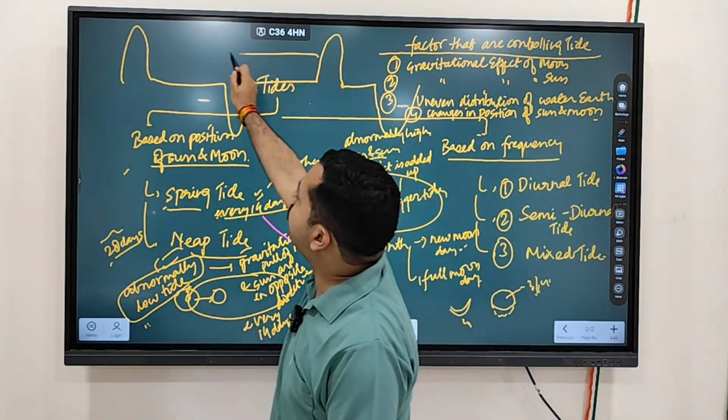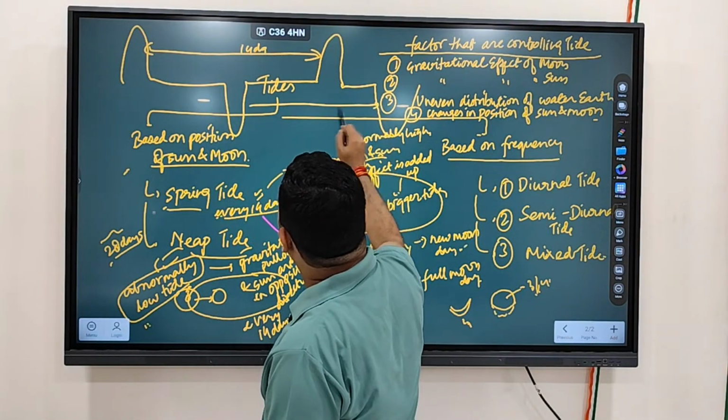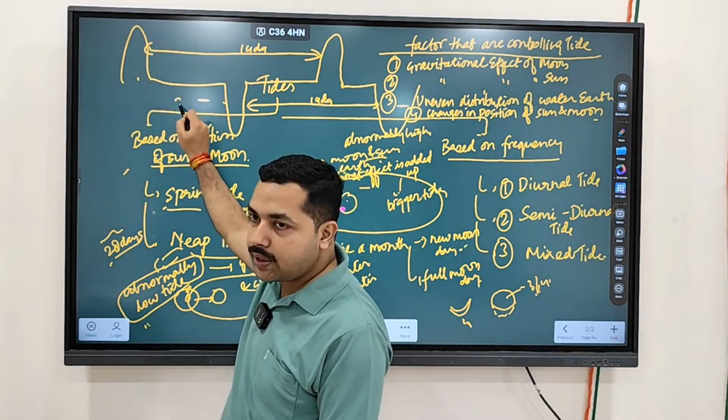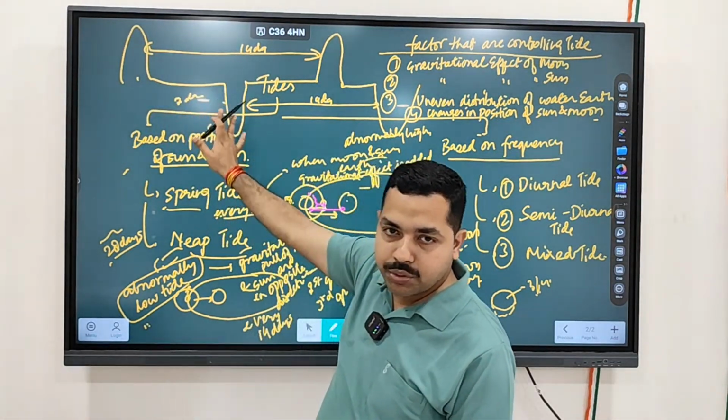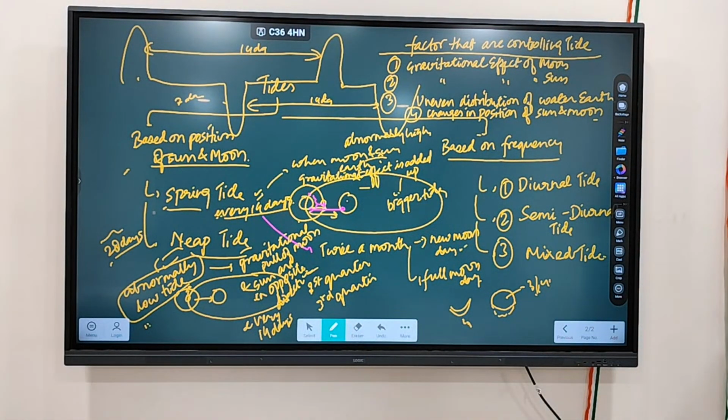So we discussed between two high tides, how many days are there? 14 days. Between two low tides, how many days are there? 14 days. So between one high tide and one low tide, what will happen? 7 days of gap. Generally there is 7 days of gap between whom? Between a spring tide and a neap tide. Generally how many days of gap? 7 days of gap between spring tide and neap tide.